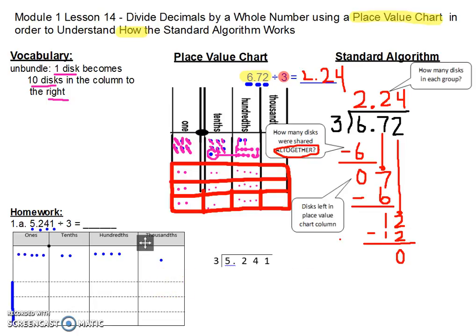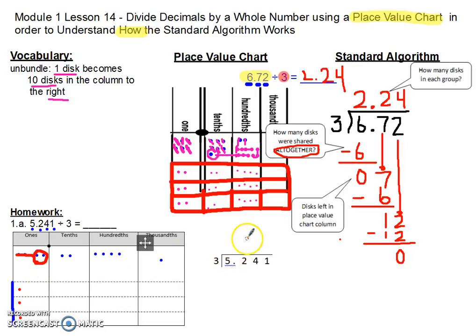Next, I want to start sharing out my groups. So I'm sharing them into 3. So I'm just going to go by 3s because that makes it a little bit easier. So I'll cross off 3, and then I share those down here. And then I notice that I have 2 left over, and I can't share those equally. So I'm going to pause here and relate it back to our standard algorithm.